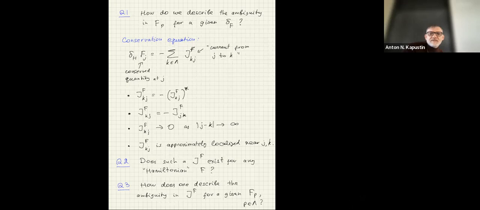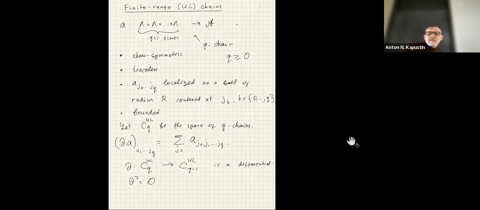Another question you can ask: the first question is, what is the ambiguity in the density of the derivation for a fixed derivation? The second one is, given that you decided on the choice of density of the derivation, what is the ambiguity in the current, this J F? One can actually answer this right away, if we specify a bit more precisely what sort of derivations we're considering. For this, let me introduce the notion of chains on a lattice.